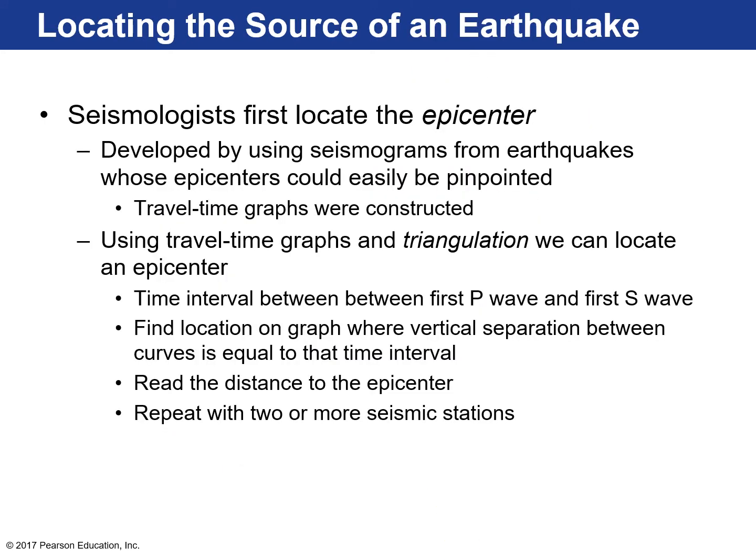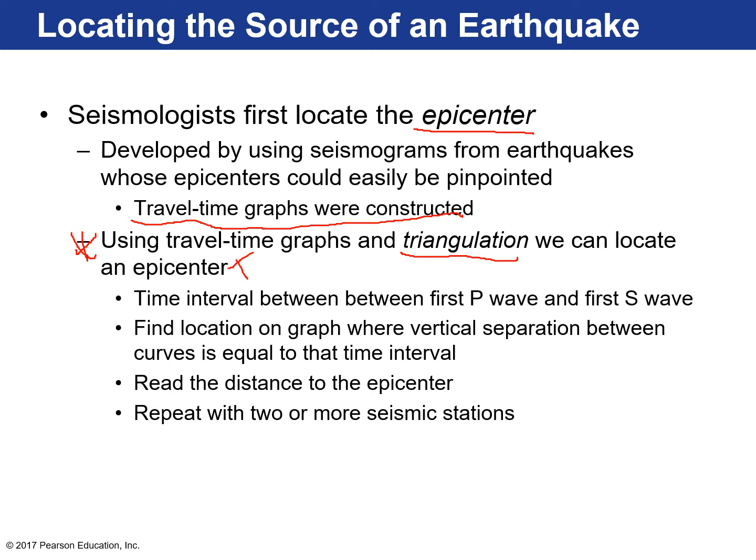Okay, so how scientists locate the epicenter is essentially by finding out the time difference between the arrival of the first P wave and the arrival of the secondary waves. And they construct what we call travel time graphs. In fact, in your lab, you'll be using a travel time graph and triangulating the location of an earthquake. Okay, so pay attention here.